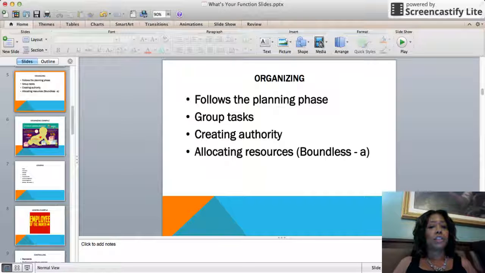The next function is organizing. Organizing is the next step in the planning phase. This is grouping tasks together, creating the authority and allocating those resources to meet those tasks.